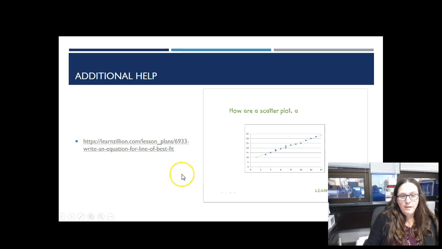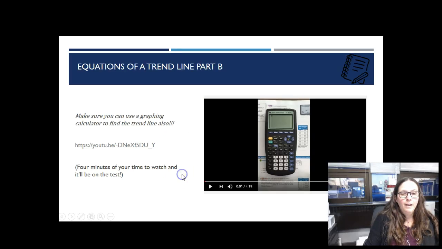There is, of course, though, aside from that long-handed way, a shorter way to do it. So you can also use your graphing calculator to find your trend line or your line of best fit. And in order to do that, there's a 4-minute video that's on YouTube right here that will walk you through on exactly the same calculators as we have in class. So take your time and go and watch that one also.